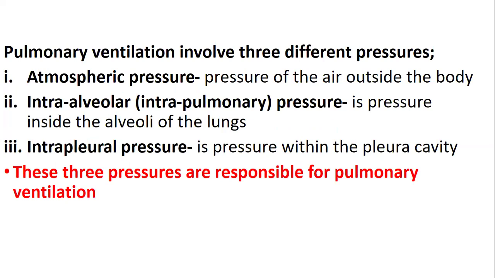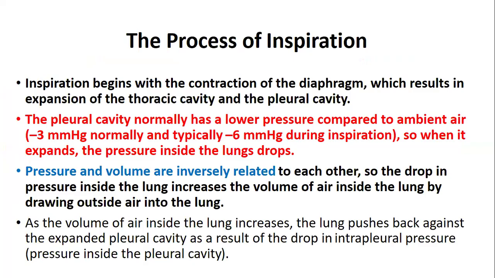Pulmonary ventilation involves three different pressures. For pulmonary ventilation to occur, the three different pressures have to come into play. Number one, atmospheric pressure, which is the pressure of air outside the body. The second is intra-alveolar pressure, which is the pressure inside the alveoli of the lungs. Then there is intrapleural pressure, which is the pressure within the pleural cavity. These three pressures are responsible for pulmonary ventilation.